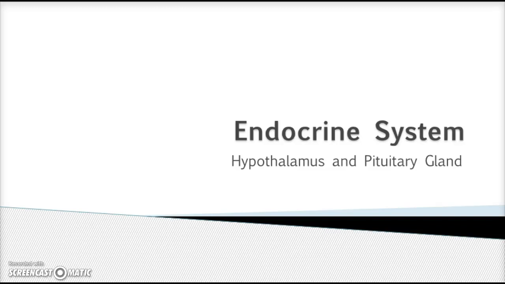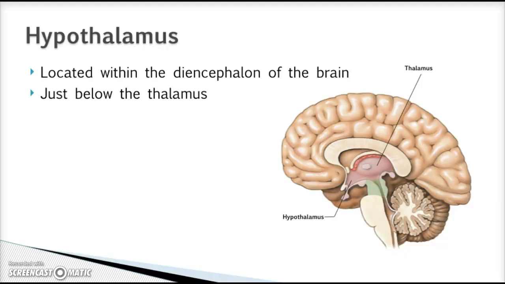This presentation discusses the endocrine organs, the hypothalamus and pituitary glands. The hypothalamus is located within the brain as part of what is called the diencephalon, and as the name implies, it is located under the thalamus.